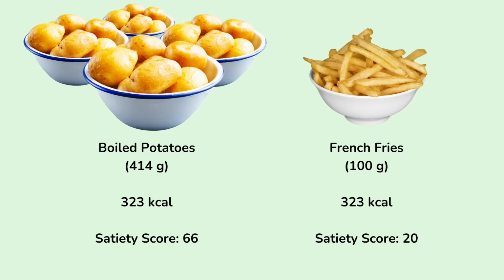and that if you included boiled potatoes in a meal, you'd likely eat fewer calories overall than if your meal contained French fries. Because after all, to get 323 kilocalories, you only need 100 grams of French fries, but you could have more than 4 bowls of boiled potatoes.